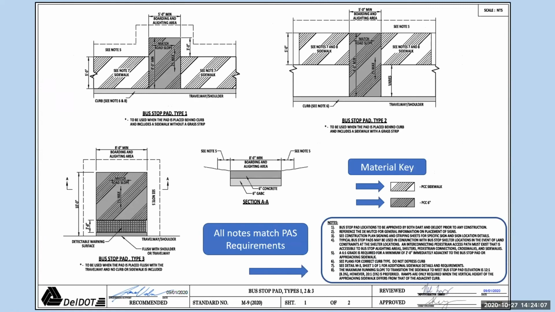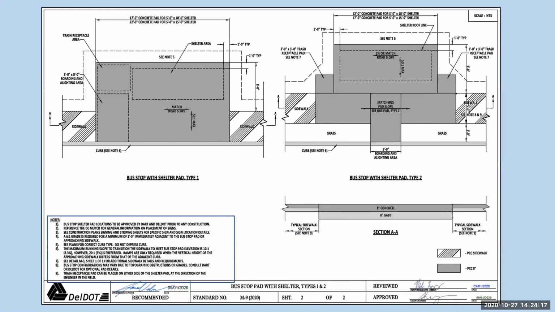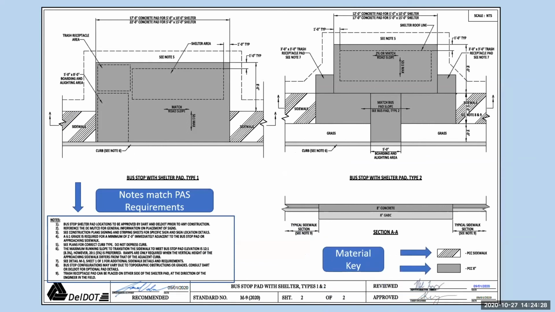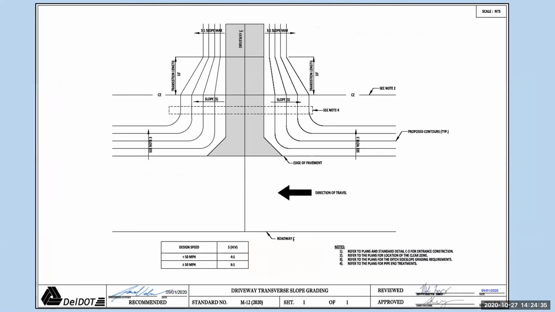Also, a material key was added to this detail. And just some CAD things, hatching provided to clarify. The bus stop pad with shelter types 1 and 2, very similar here. Notes now match the PAS requirements. Material key added. Hatching shown.